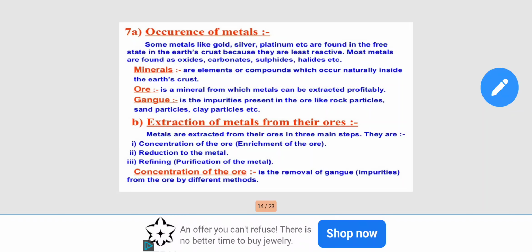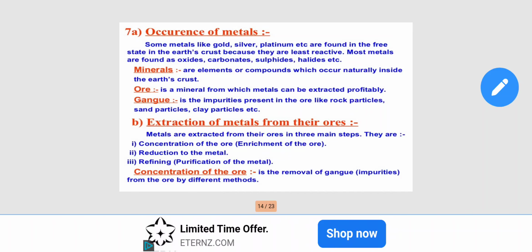Occurrence of metals. Some metals like gold, silver, platinum, etc. are found in the free state in the earth's crust because they are least reactive. Most metals are found as oxides, carbonates, sulfides, halides, etc. Minerals are elements or compounds which occur naturally inside the earth's crust.